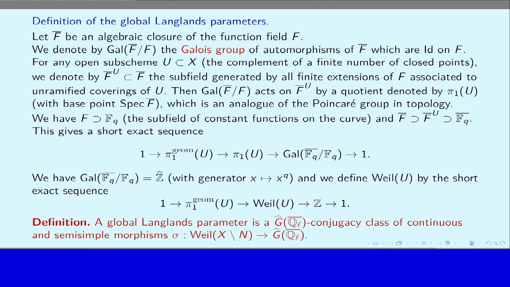And the pi_1 geometric is the kernel by definition. It's the pi_1 of the curve over F_q bar. That's why it's called geometric. And the Galois group of F_q bar over F_q is Z hat with generator Frobenius. And we define the Weil group of U by the short exact sequence with Z instead of Z hat. So a global Langlands parameter is a G hat(Q_l bar)-conjugacy class of continuous and semisimple morphisms sigma of the Weil group to G hat. You can take the Galois group if you prefer, or the pi_1 if you prefer.